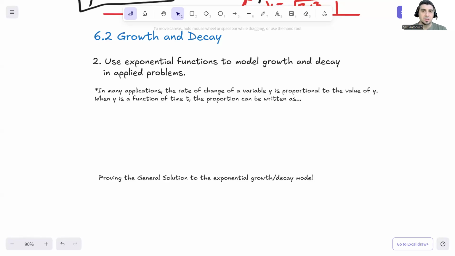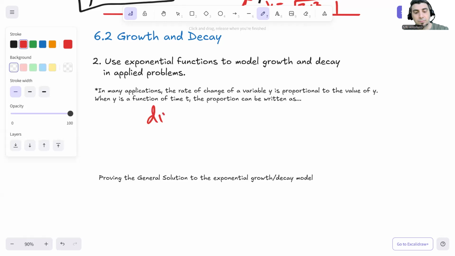All right, guys, so we're going to continue on with growth and decay, and here we're going to talk about how to use exponential functions to model growth and decay in applied problems. So in many of the applications that we look at, the rate of change of a variable y, which we would actually write as dy dx, is proportional to, so that means equal to some number times the value of y.